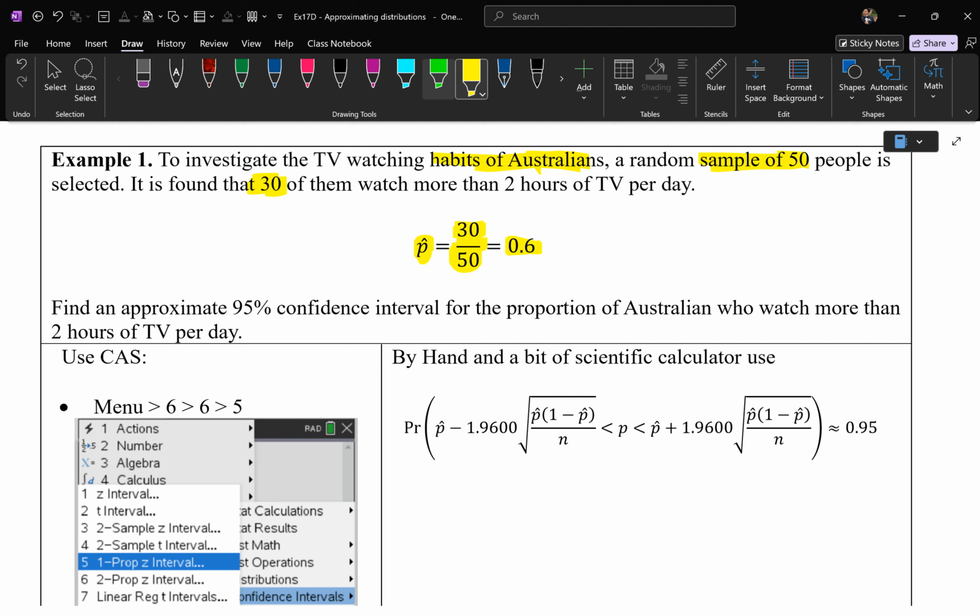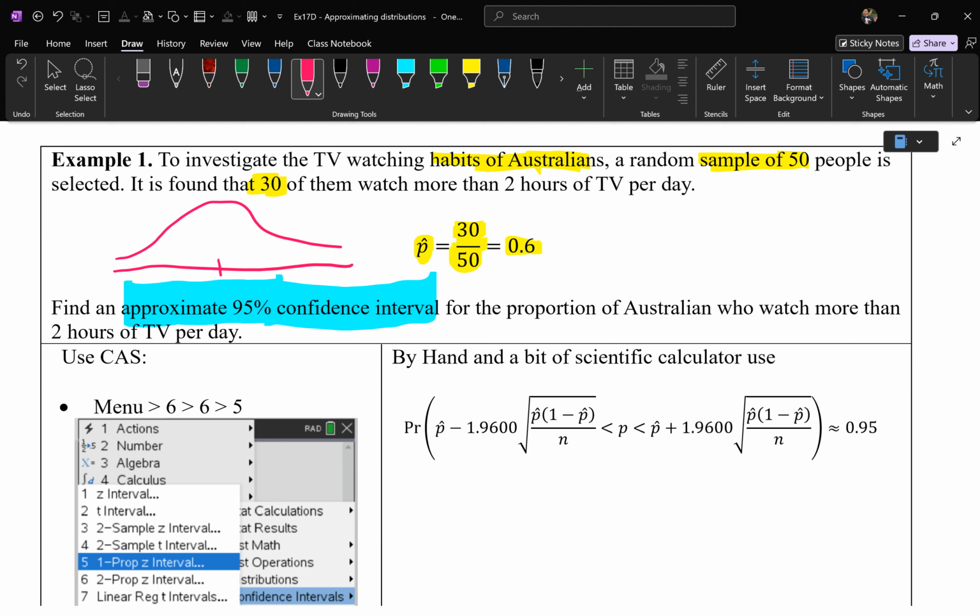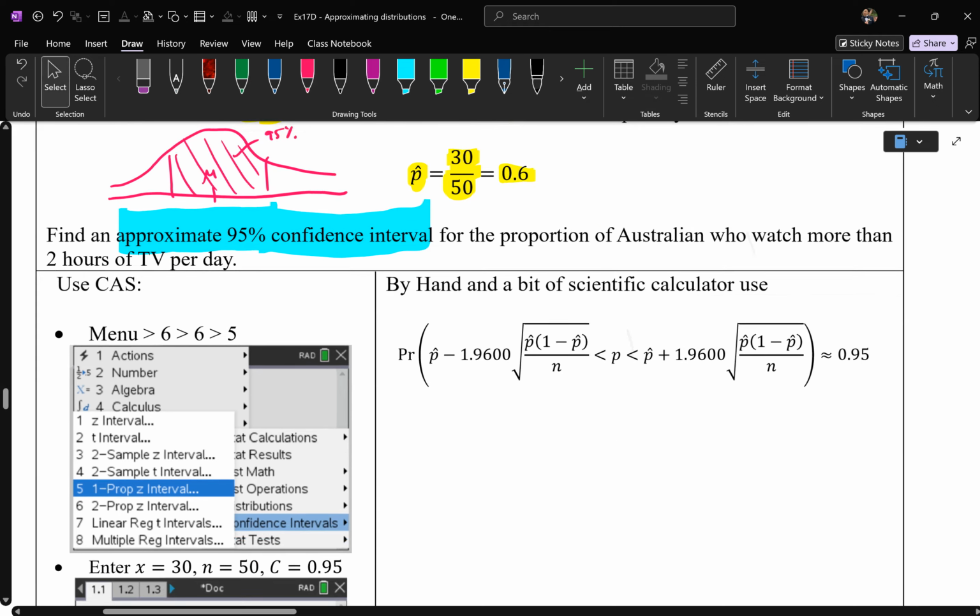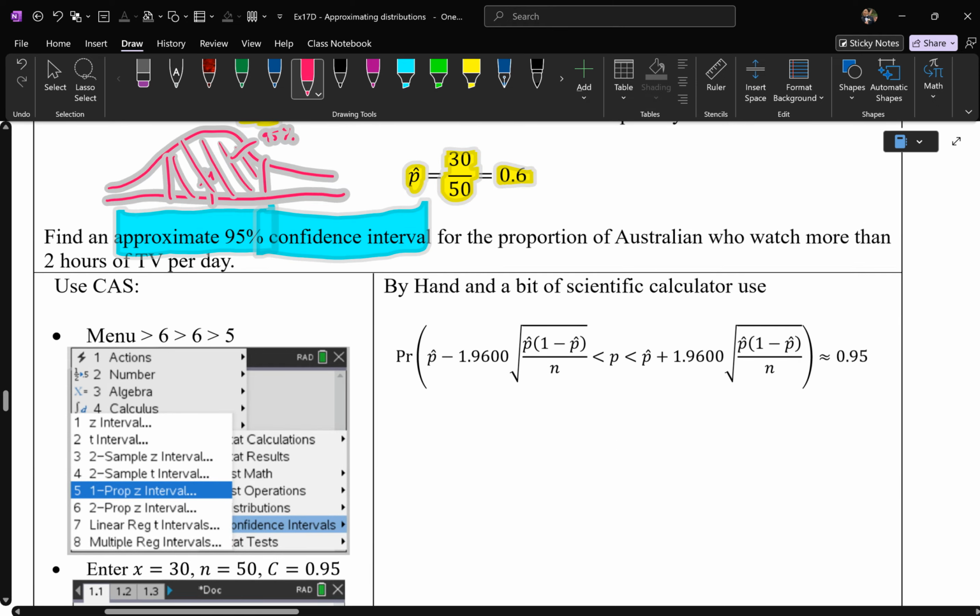Now the question's asking, find an approximate 95% confidence interval. What they're trying to say is, I want to be 95% confident about my proportion, so I need an interval for which this is going to be true. This 0.6, is it true? How confident can I be? What intervals can I be confident in 95% of the time, for the proportion of Australians who watch more than 2 hours of TV?